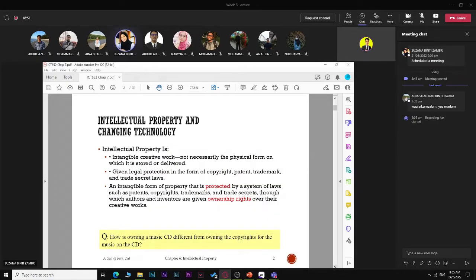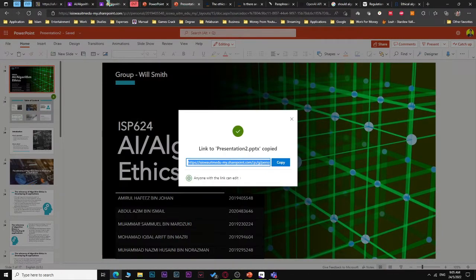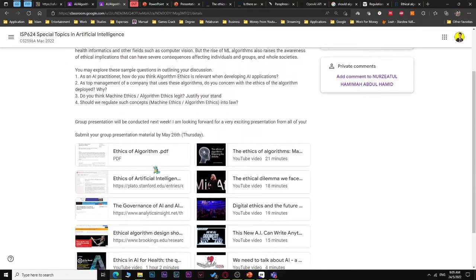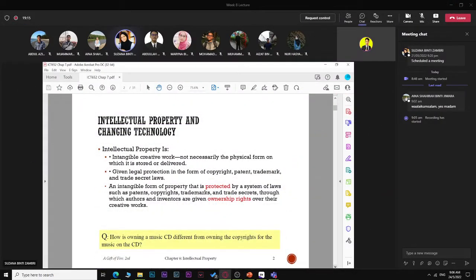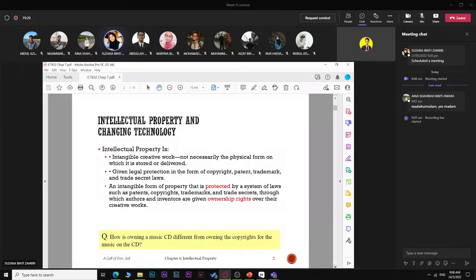So by definition, what is intellectual property? Intangible creative work, not necessarily the physical form on which it's stored and delivered. So intellectual property is where you can give legal protection to your intangible creative work in the form of copyright, patent, trademark, or trade secret law. So when your intangible creative work is protected by patents, copyrights, trademarks, or trade secrets, it means that you, the author or the inventor, are given ownership rights over creative works.